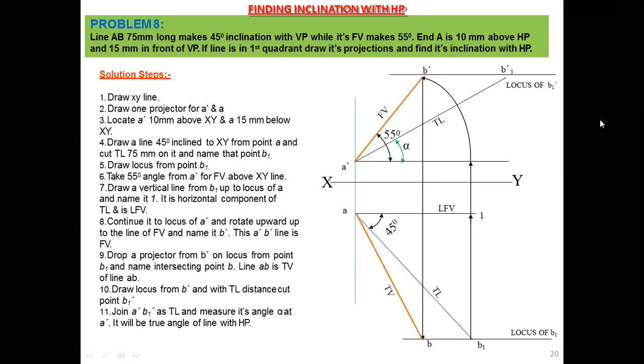See, the front view and top view lines should be dark, thicker lines. The apparent length line should be thicker, and at the last you need to write the answer, whatever he has asked, find the inclinations, whatever you got.